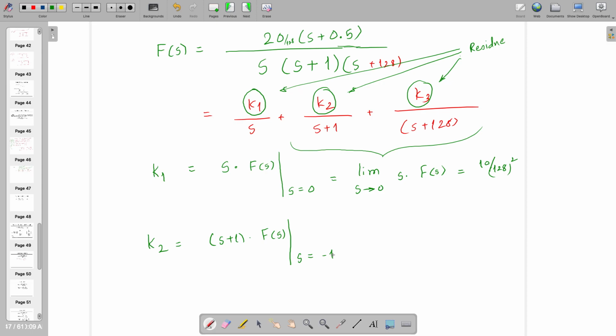Yeah, now tell me. You have to keep s equal to minus 1 because I am finding the residue. I have to multiply this by s plus 1 if I want to find the residue at s equal to minus 1. If you look at this equation, f of s is the complete equation. So s plus 1 will go. For the rest of the things, you have to substitute s equal to minus 1 and find the value.